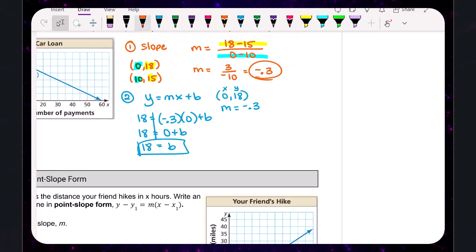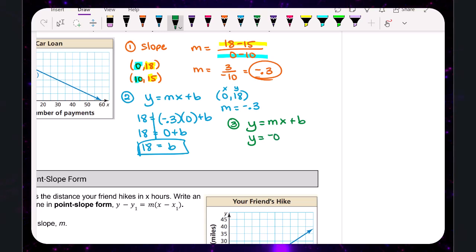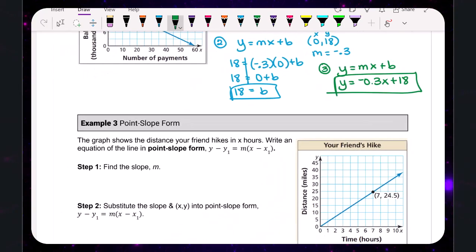All right, last step, we are going to change colors, and I'm going to replace the slope and the intercept. So the slope is negative 0.3 and the intercept is 18. So that is our equation. Now we need to interpret the slope. So this one's a little bit more complicated.